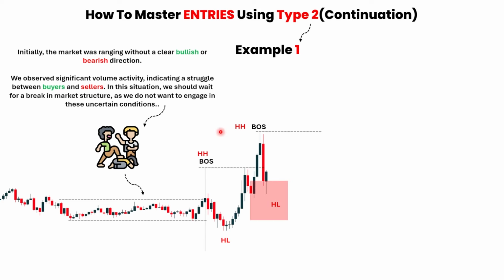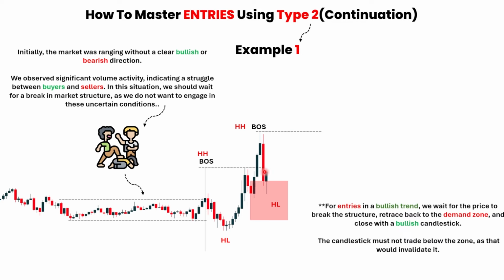From here, we can see that we have a confirmation candlestick here, which will be used for our entry. And on this confirmation candlestick, this bullish candlestick must not trade below this zone. If it trades below this zone, that means this trade will be invalidated. And then from here, you can just enter the market from this close, put your stop loss below, and just wait for the market to push to the upside.